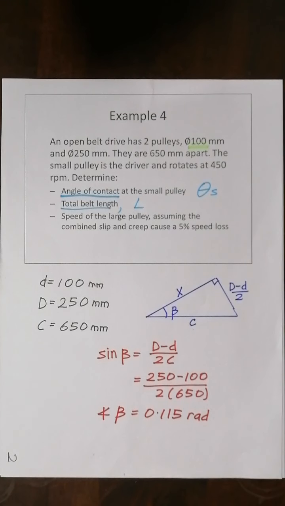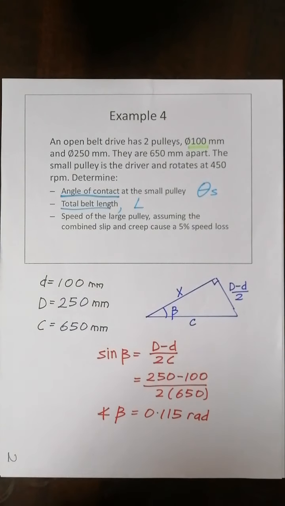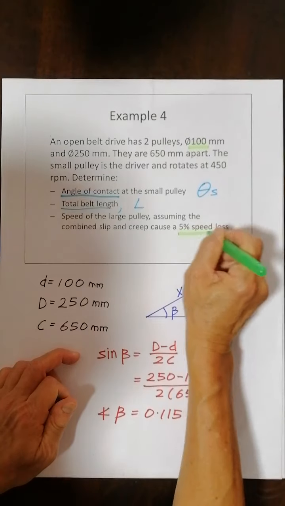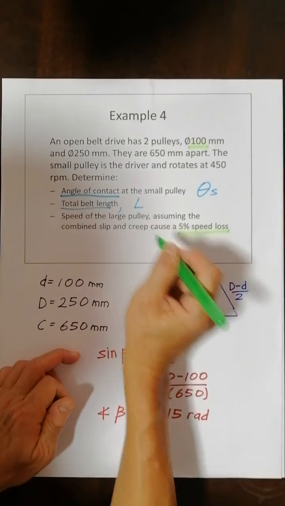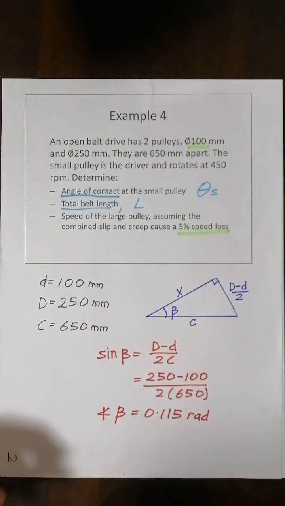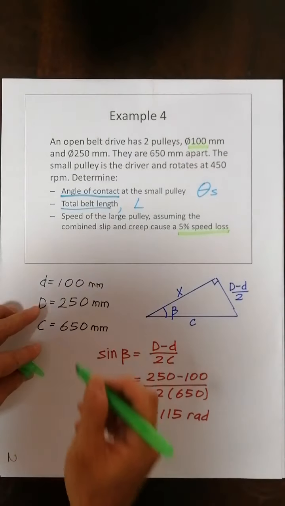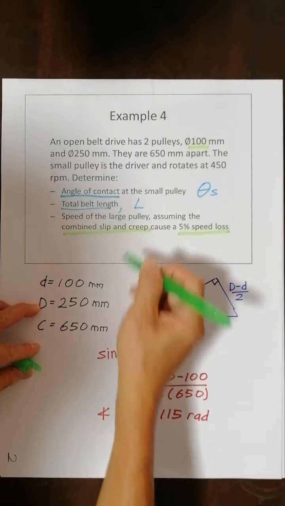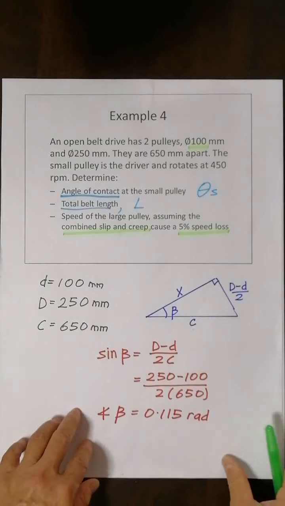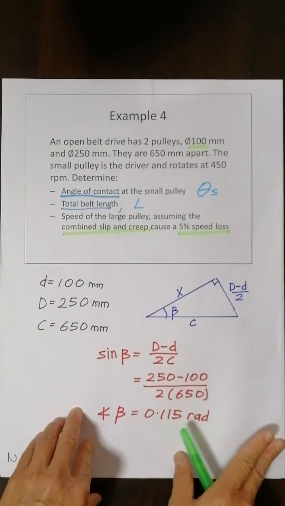Okay, let's get back to the last part. Last part is this: the speed of the large pulley when there is a speed loss of 5%. What is the rotational speed of the pulley when there is a speed loss of 5%? And the speed loss is due to slip and creep, because belts, when they move, have centrifugal force and throw it off. So therefore there's some speed loss.